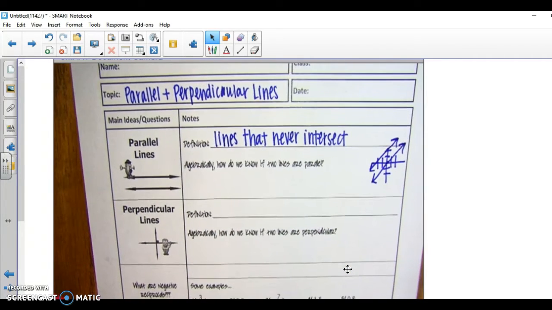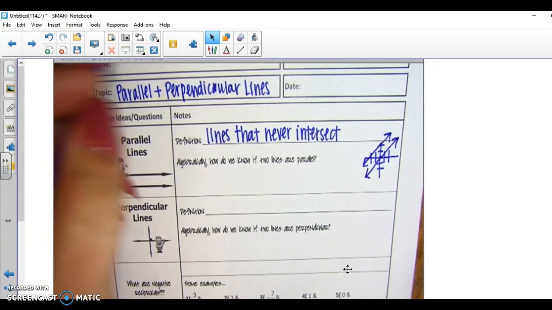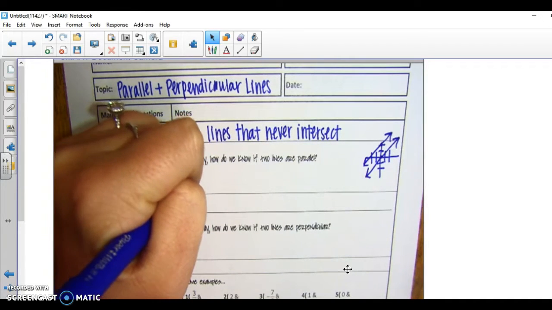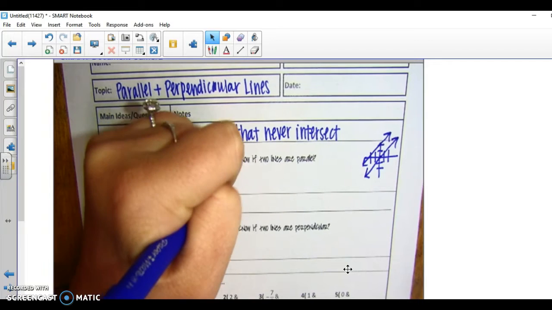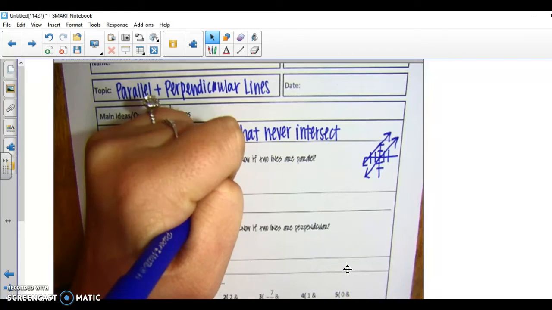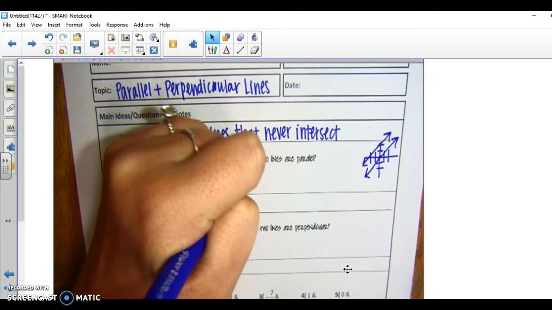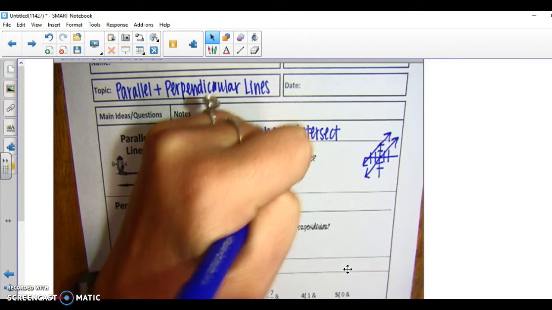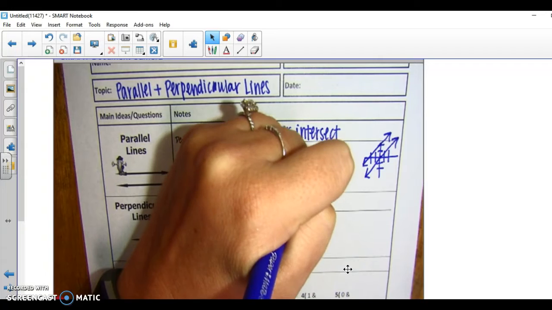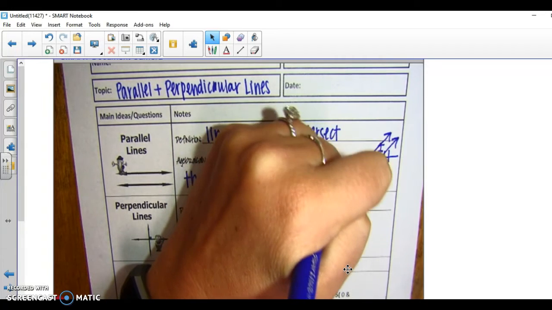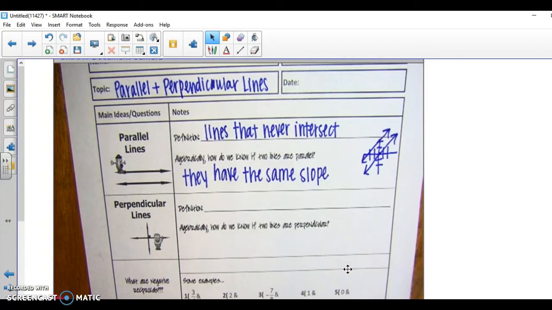So algebraically, we know this because they are going to have the same slope. So if we looked at two equations and we saw that they had the same slope, then we would know that they were parallel lines. They would have different y-intercepts, but they would definitely have the same slope.